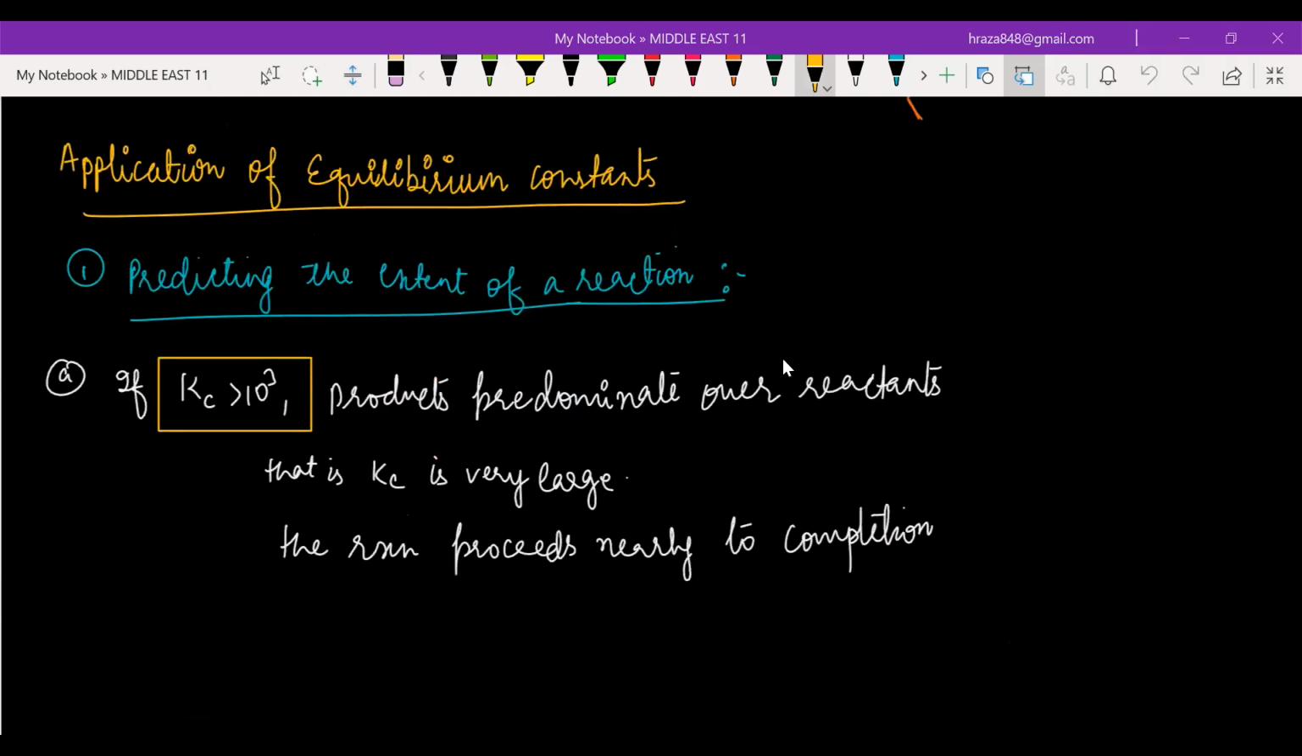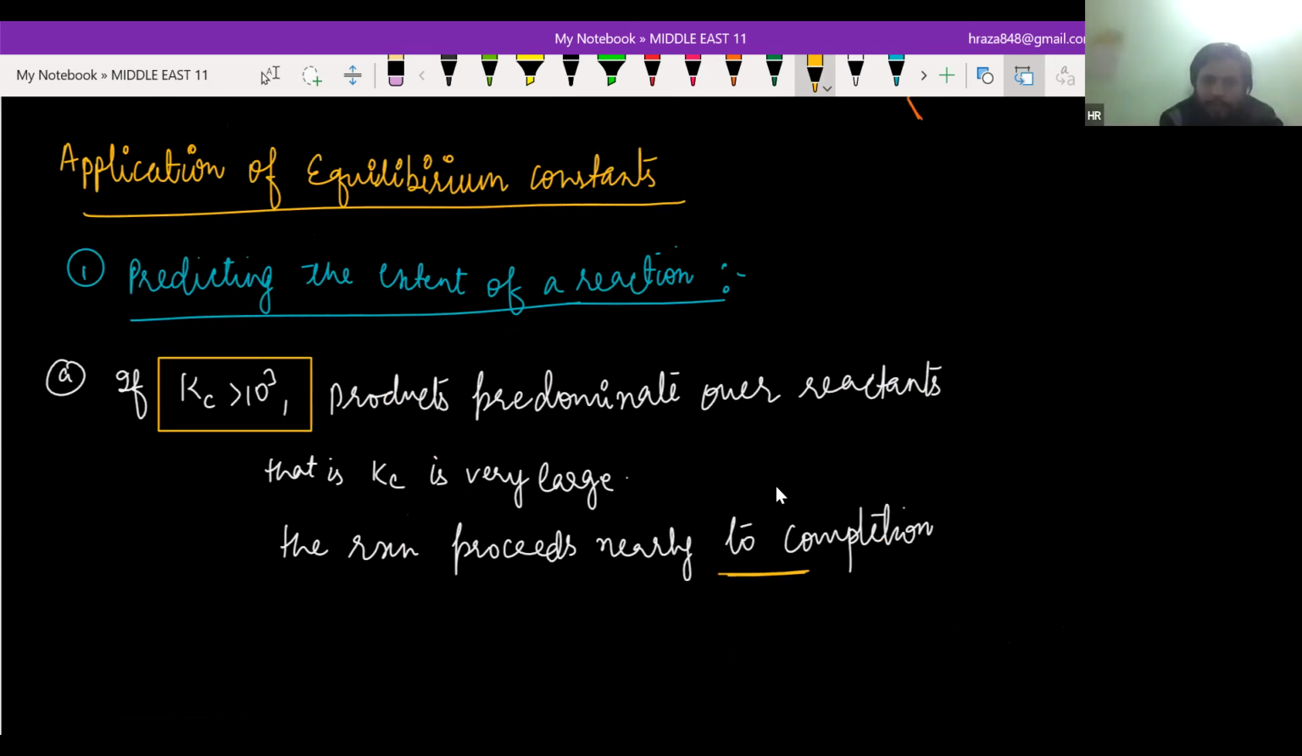So what does it mean that the reaction proceeds nearly to completion? That means almost all the reactants are converted into product. If you have 100 molarity of reactant, that means 99.9, or you can say 99.5 or 99 plus, is converted into product. Is that clear?